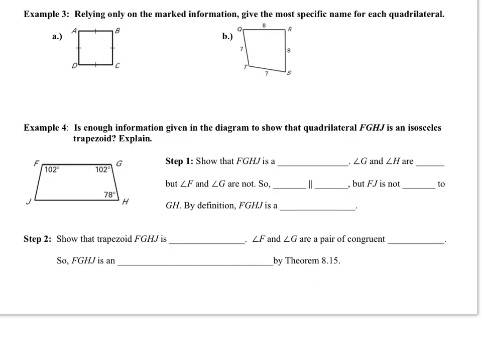Example 3. Relying only on the marked information, give the most specific name for each quadrilateral. Well, for part A, we know that all sides are congruent. So we can only conclude that this figure is a rhombus with 4 congruent sides. We cannot say it's a square because it does not have the right angle symbol.